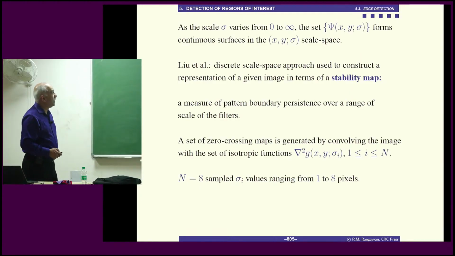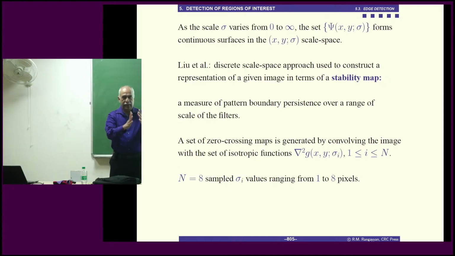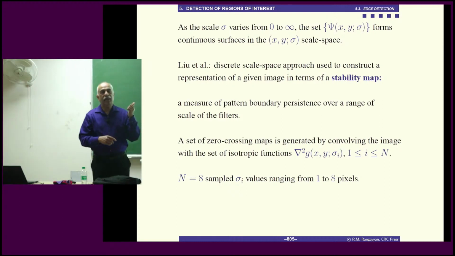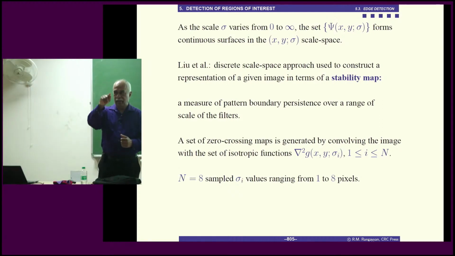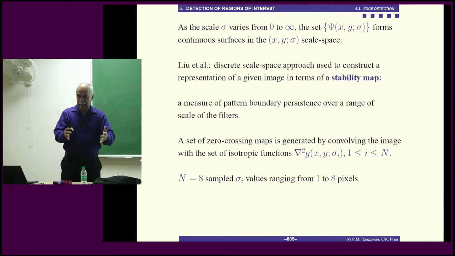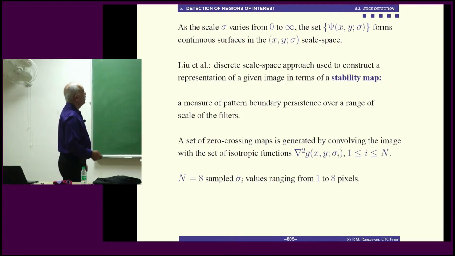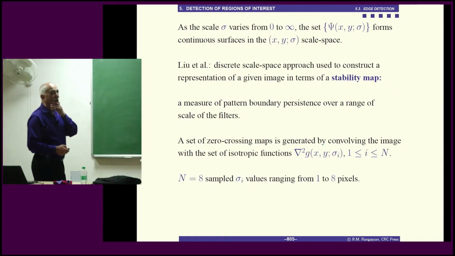As the scale sigma varies from 0 to infinity, that xy sigma forms continuous surfaces. And when you stack those images I mentioned, there is some sort of a surface formed by them. If you do the same in 1D, you get these lines where zero crossings start and merge and disappear. So here in 2D, you get a 3D stack, and in that there are these surfaces of these zero crossing locations. So Liu, my postdoc fellow, suggested the discrete scale space approach to construct it.